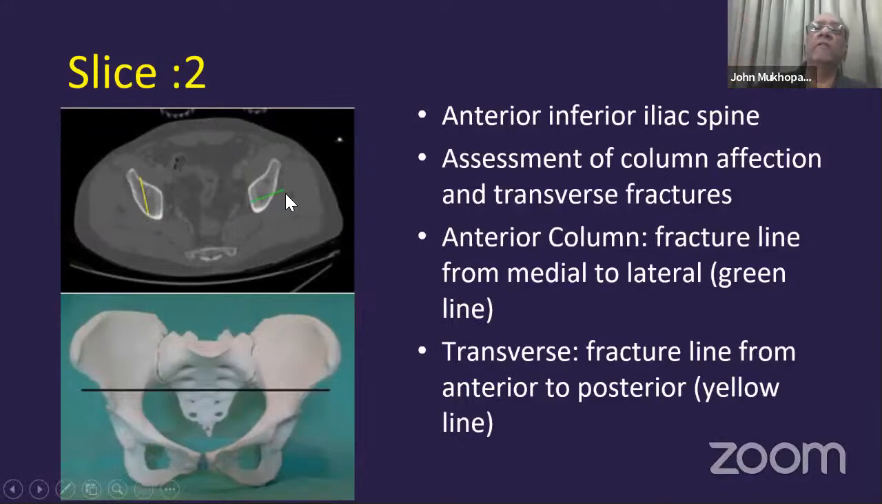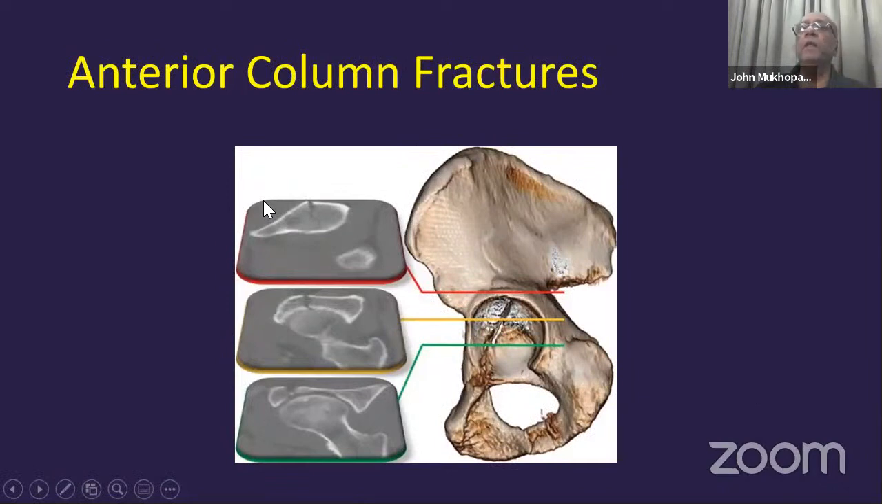So if you understand the anatomy, the column fractures are going in the direction which is horizontal on the CT scan, while the transverse fractures will be going vertically. Okay, so that's how you decide: a fracture line which is going transversely is a column fracture, and one that is going vertically is usually a transverse fracture. The one that goes horizontally is a column fracture. Okay, so this shows you the anterior column fracture.